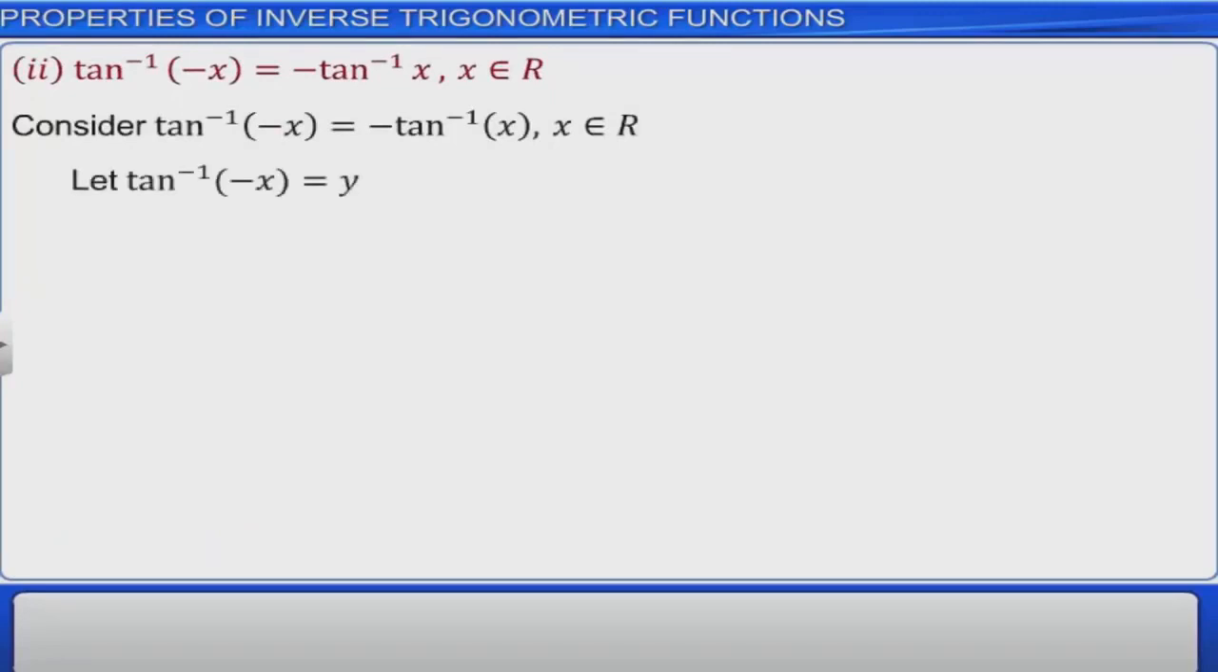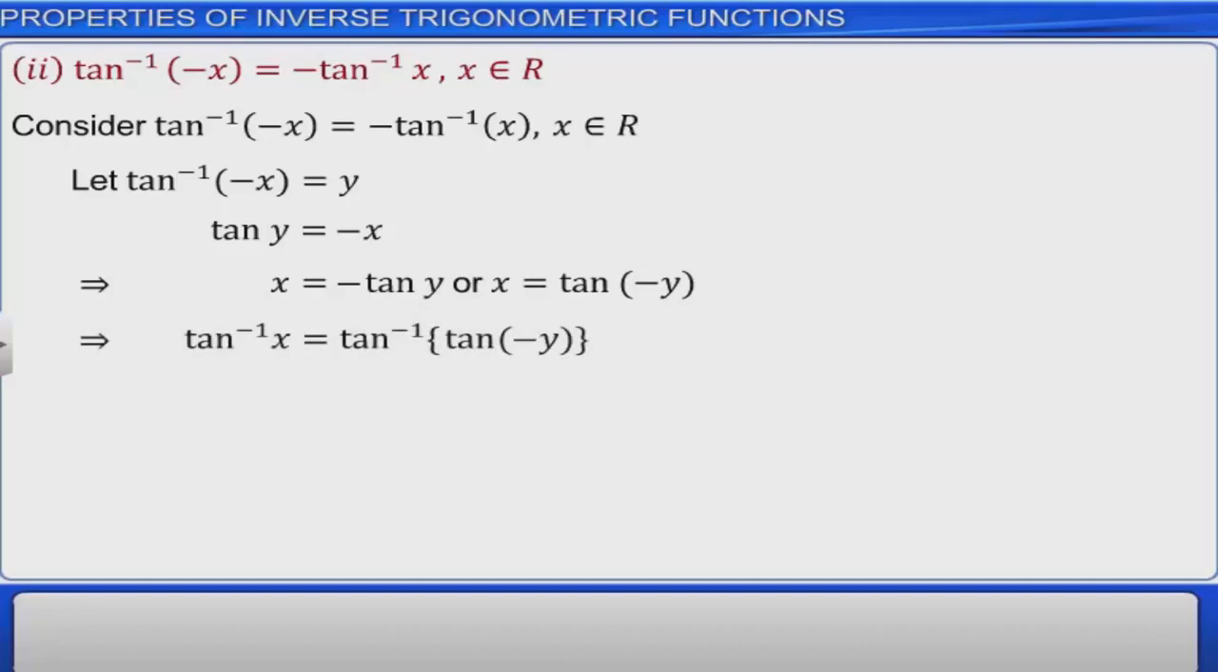Let us denote tan inverse of minus x by y. This implies tan y is equal to minus x. It can also be written as x is equal to minus tan y, or x is equal to tan of minus y. Now, tan inverse of x is equal to tan inverse of tan of minus y. This implies tan inverse of x is equal to minus y, since tan inverse of tan theta is equal to theta.